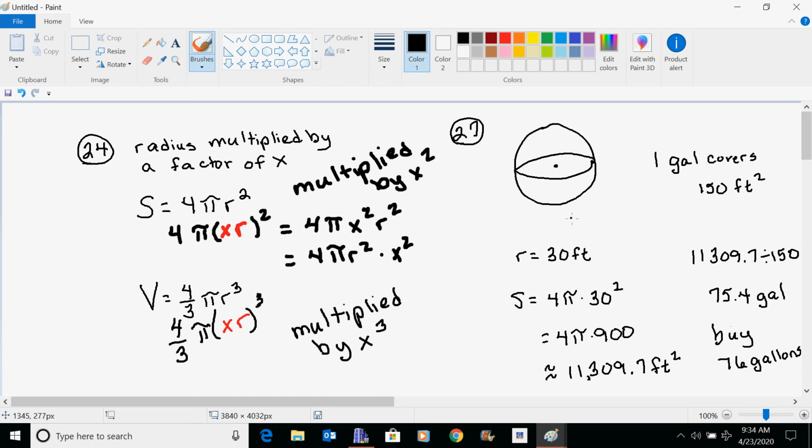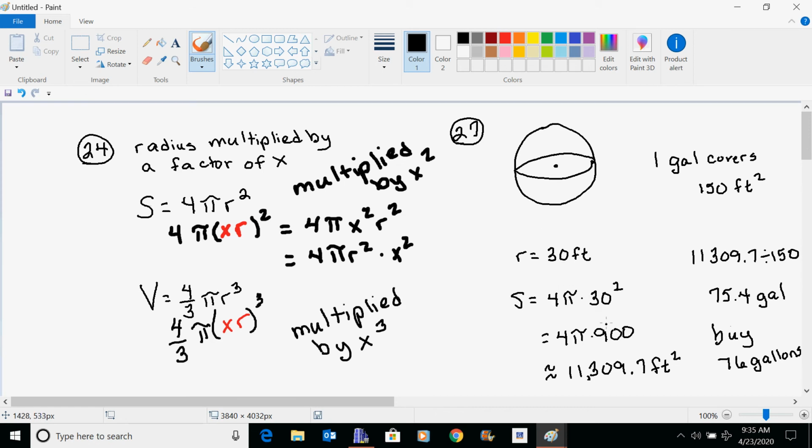All right, number 27, someone asked, could I please draw it out? Because this one was asking if you had some kind of a spherical something that you needed to paint. All right, how much paint would be needed? So they told you that you had a sphere with a radius of 30 feet and asked you how many gallons it would take to cover it. So this is really just a hidden surface area problem. So you need to find the surface area of this.